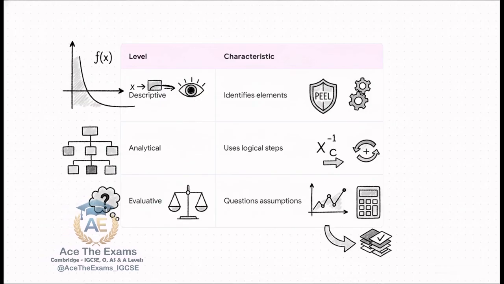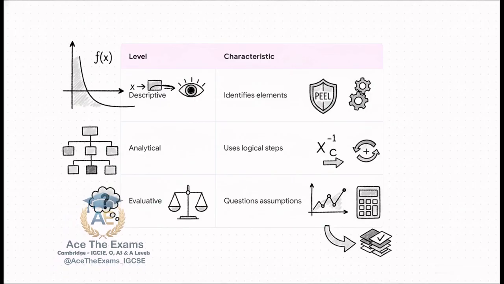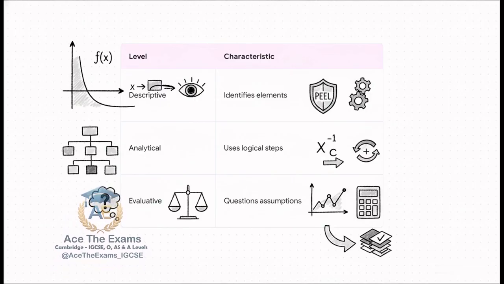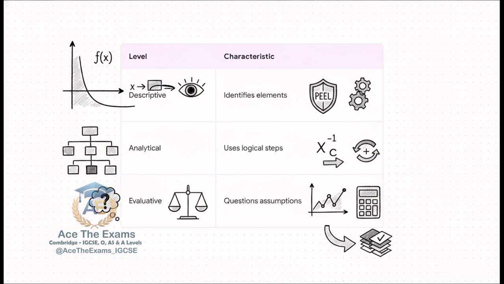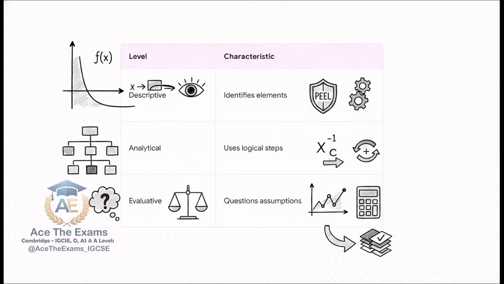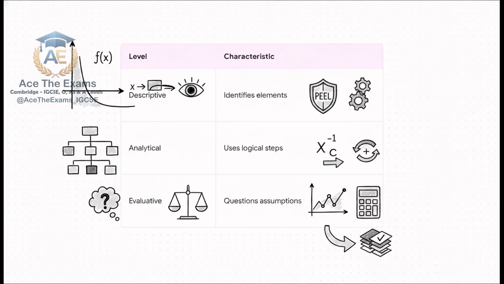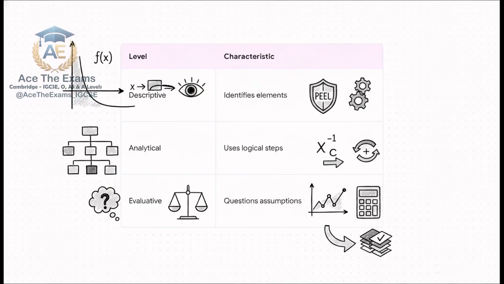At the lowest level, the descriptive level, a student simply identifies the basic elements. They see f of x equals 2e to the power of x, and they recognize, okay, it's an exponential function. That's good, but it's basic. At the middle tier, the analytical level, the student uses logical steps and clear notation. They successfully apply our Peel framework. This is going to get you a very solid, respectable grade.